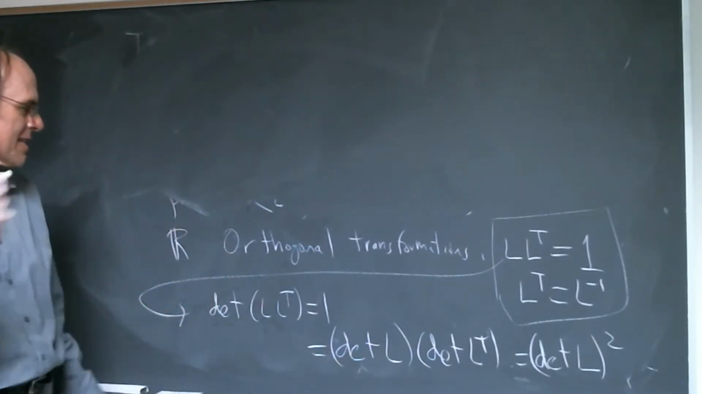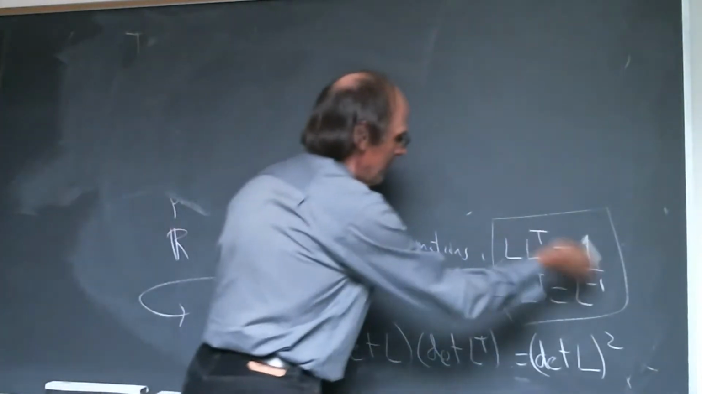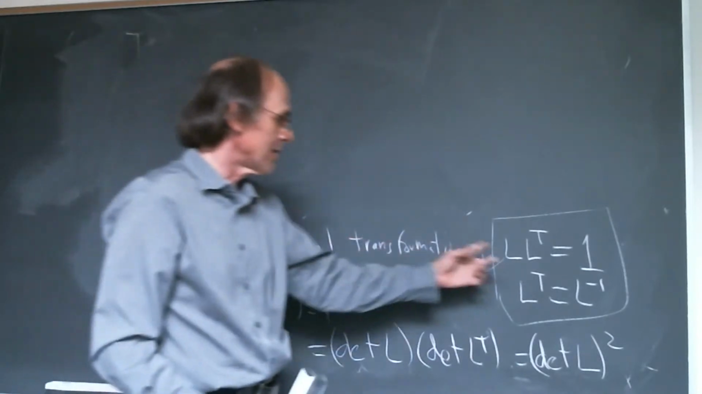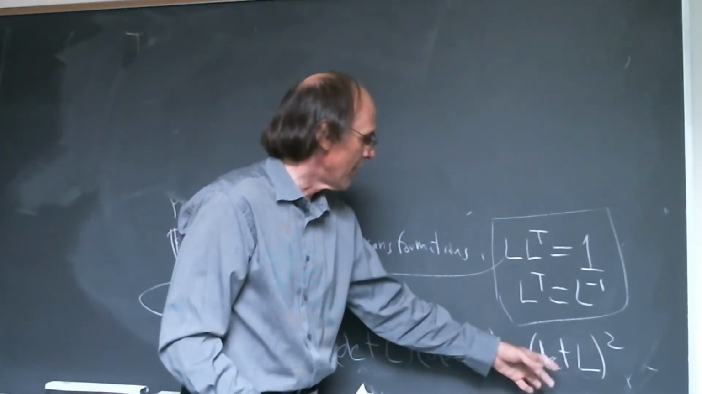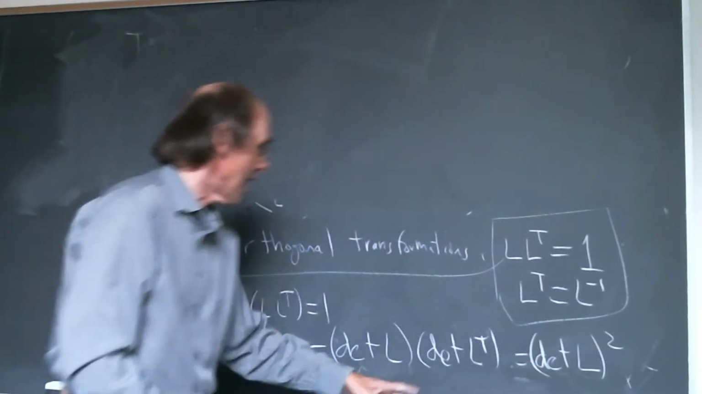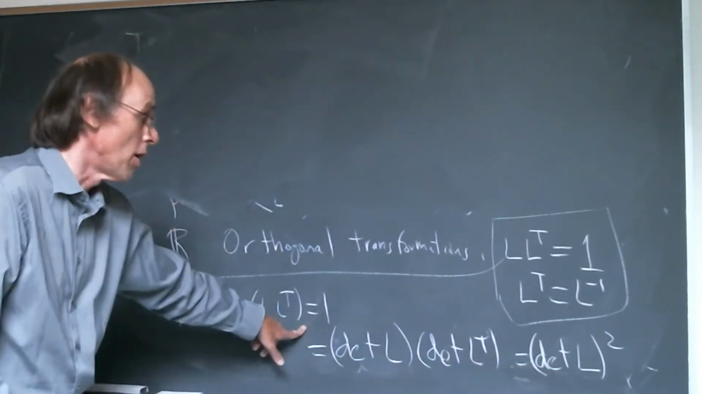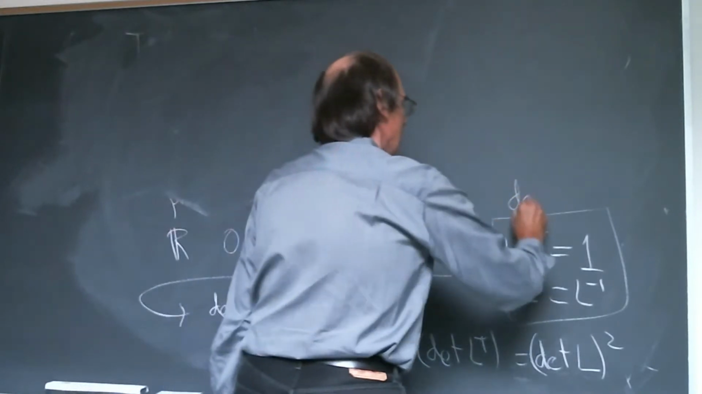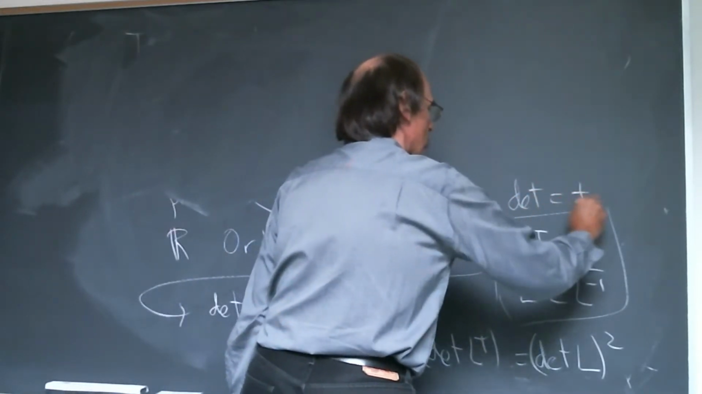But I'm just saying something very simple: these are gadgets which you can think of in terms of matrices, or more abstractly. If you use the matrix, you get a determinant, and the determinant squared is equal to 1. So this implies that the determinant is equal to plus or minus 1.